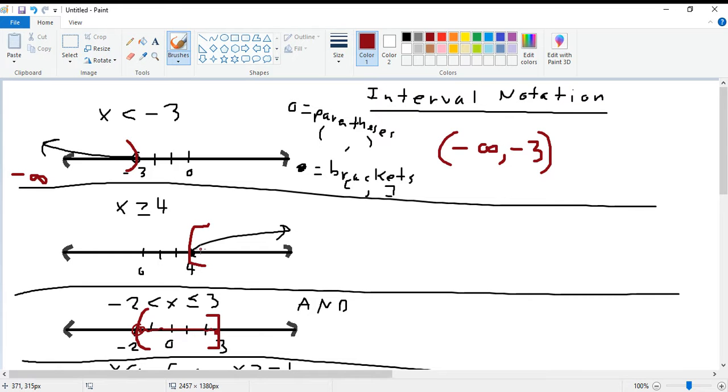For this next one to write in interval notation, it's not shaded anywhere here on the left. It starts being shaded at 4. So we're going to start with writing a 4, comma, and how far is it shaded? Well, it starts at 4 and it's shaded forever and ever to the right. It's shaded until you get to positive infinity. 4 has a bracket on it, so we will put a bracket on 4. Infinities always have parentheses.